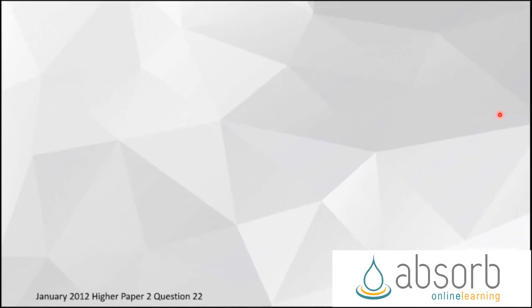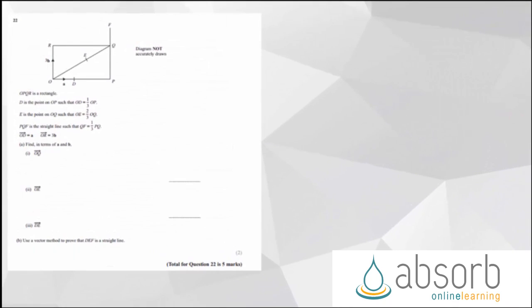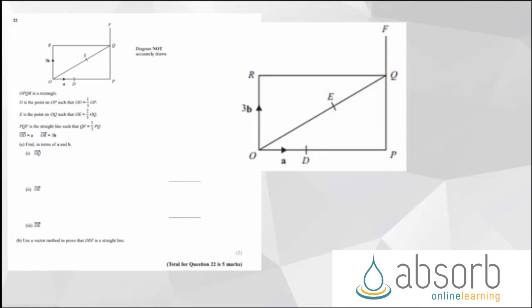Hi, in this video we're going to take a look at the January 2012 Higher Paper 2 question 22. As you can see, it's a problem about vectors. The very first thing we're going to do is expand out that diagram so we can see better what's happening. You'll notice we're told in the problem that OD is equal to A and OR is equal to 3B, and they show you that on the diagram as well.